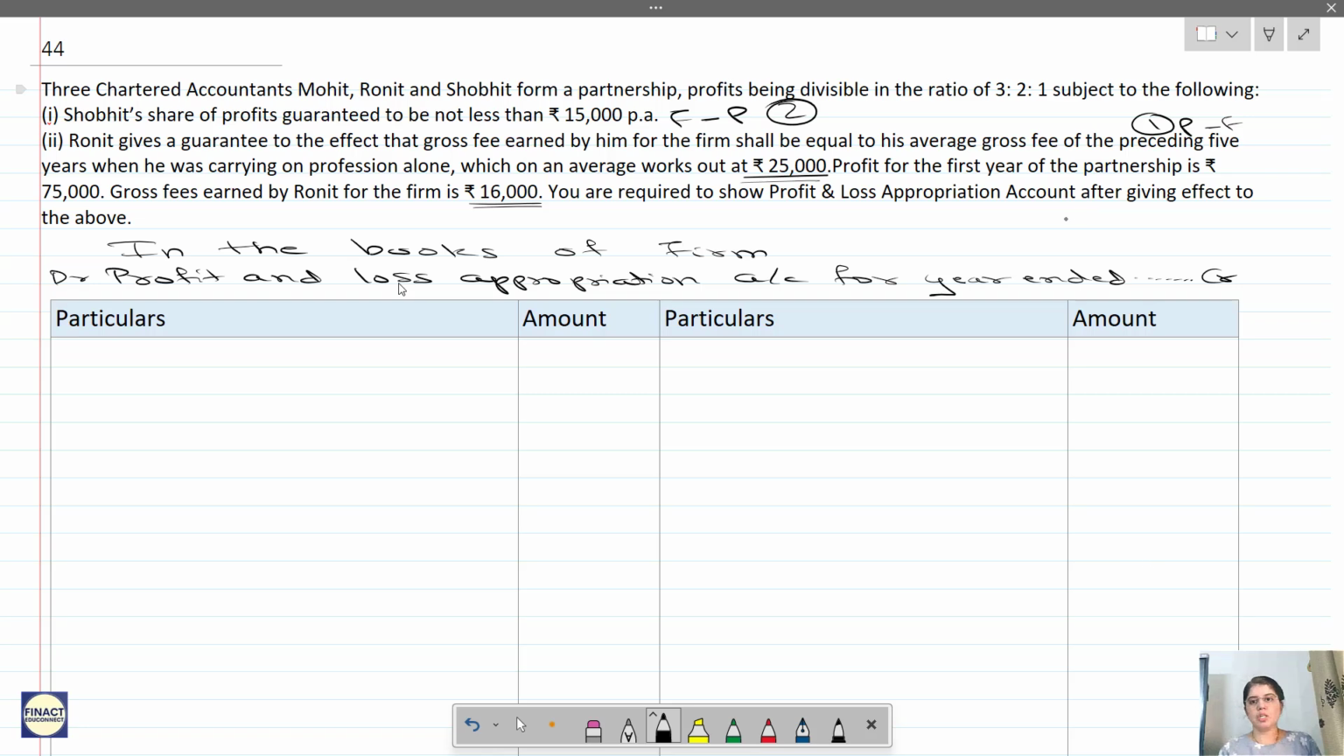Okay, so now profit for first year of partnership is rupees 75,000. So by profit and loss account 75,000.